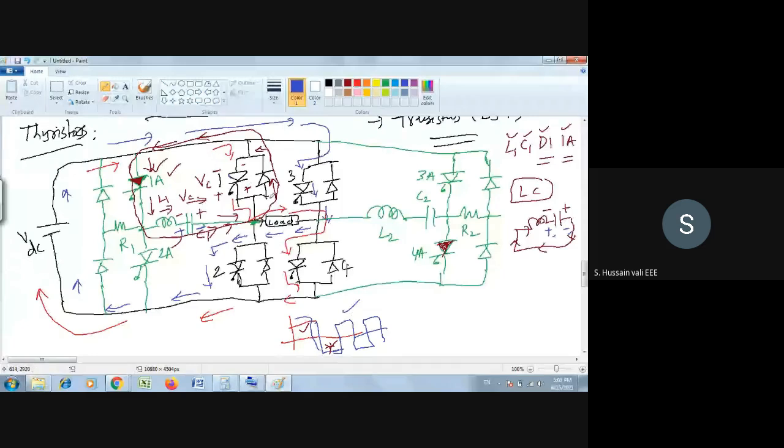When you turn on 1, what do you expect now? See, the new positive of the capacitor is here. The new negative is here. So what happens when you turn on 1? This plus is here, whereas this minus is here. In the sense, here is your minus, so 1A will be turned off. That's what I'm saying. So I can say that 1 and 1A are complementary thyristors.